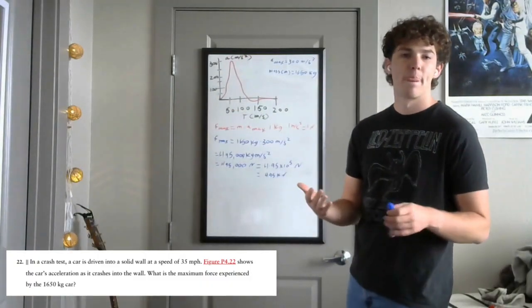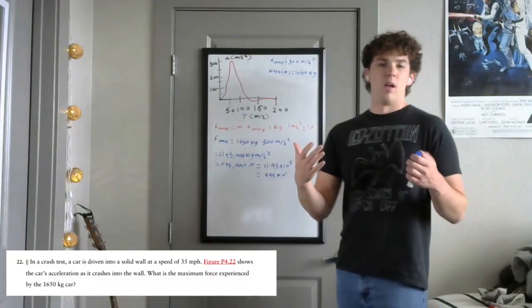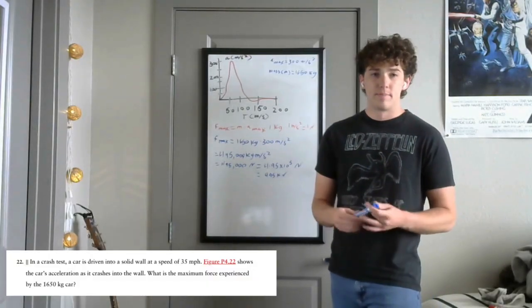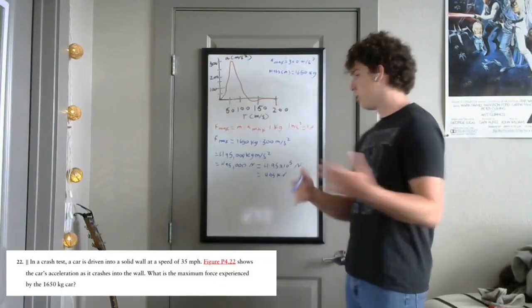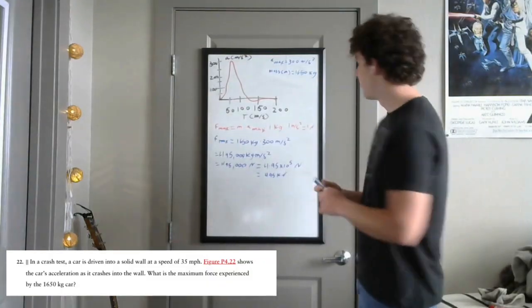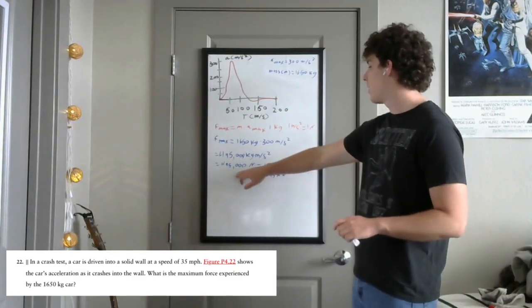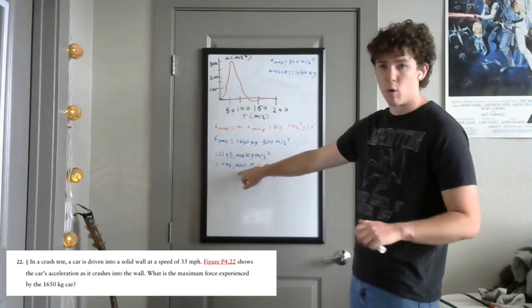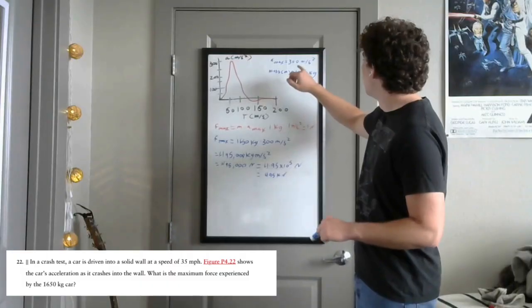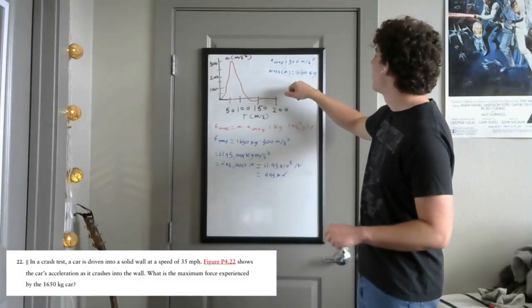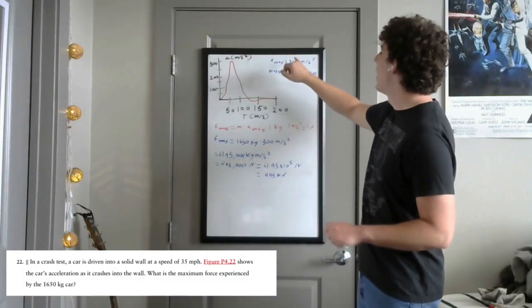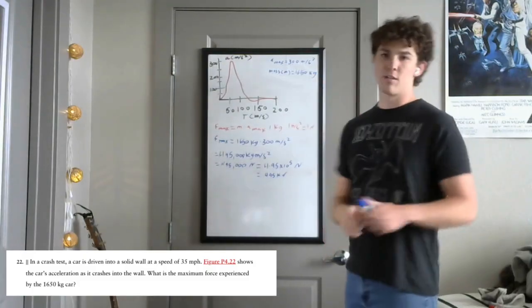So, what we're going to do now is put this all together and get our answer. So, we know that the maximum force experienced was 495,000 newtons of force for a 1,650 kilogram vehicle traveling at 300 meters per second squared.